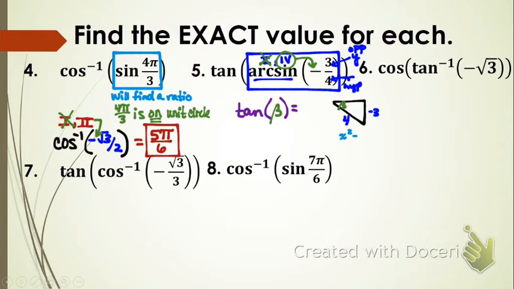So x squared plus negative 3 squared equals 4 squared. x squared plus 9 equals 16. So x squared equals 7. So x is plus or minus radical 7. Is it the plus or is it the minus? You're correct. We're in the 4th quadrant, which is on the right side of the unit circle. All my x's are positive over there.